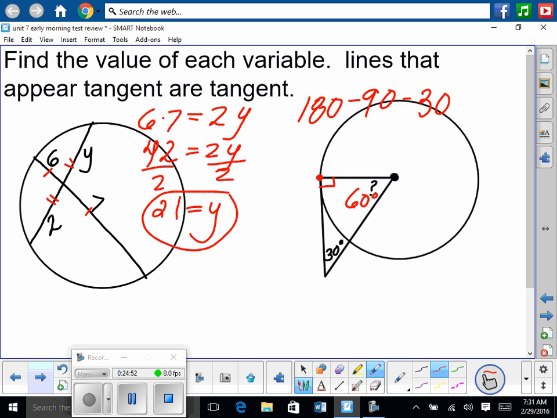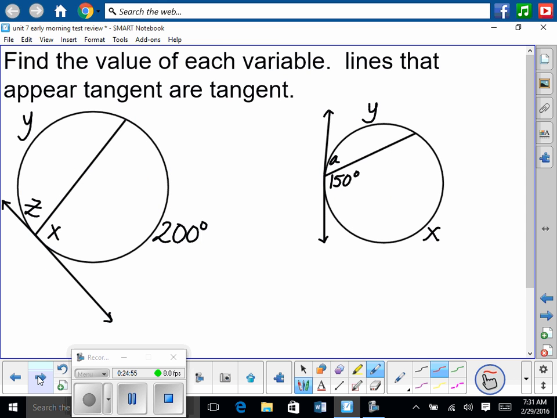Okay, next couple. Like I said, there's just tons of problems like these where you just have to look and say, what am I given? Okay, so it says find the value of each variable. Lines that appear to be tangent are tangent. So looking at this, first of all, notice we have a tangent line here, right? Okay, but we're not dropping a radius down to that point of tangency, right? So we know these aren't necessarily 90 degrees.